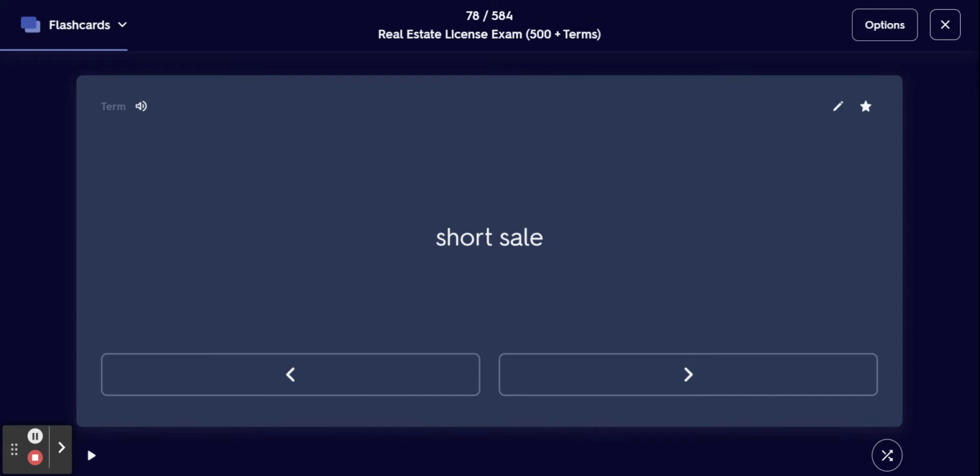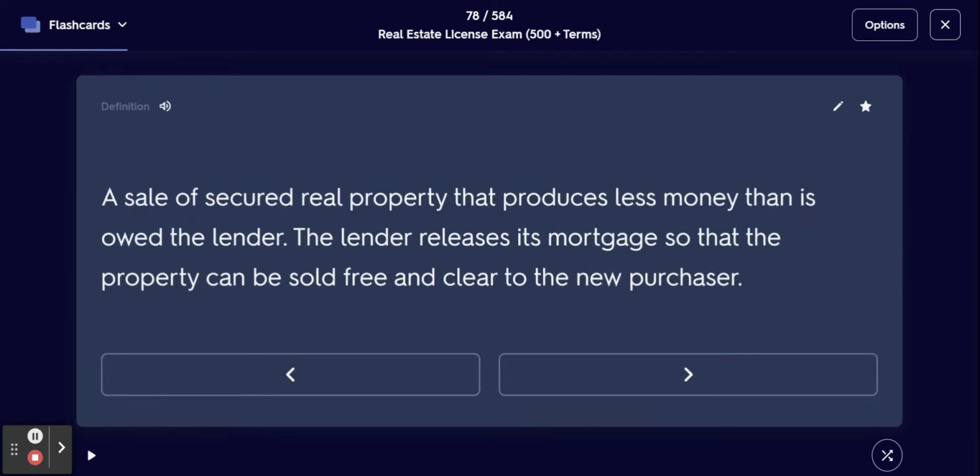Short sale. A sale of secured real property that produces less money than is owed the lender. The lender releases its mortgage so that the property can be sold free and clear to the new purchaser.